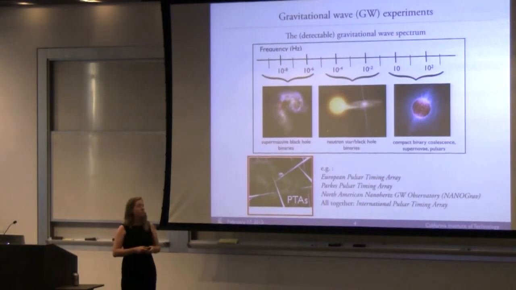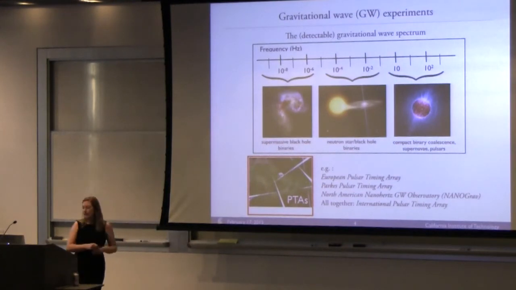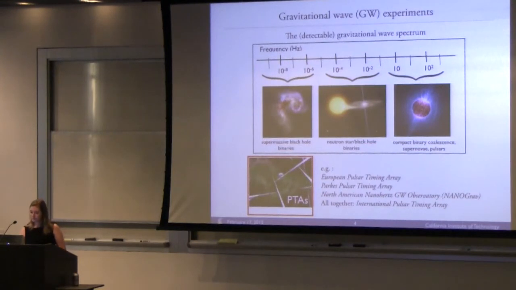Right now, there are three major pulsar timing arrays across the globe. We've got the European Pulsar Timing Array in Europe, the Parkes Pulsar Timing Array in Australia, and the North American Nanohertz Observatory for Gravitational Waves here in North America. Together, these form something called the International Pulsar Timing Array.